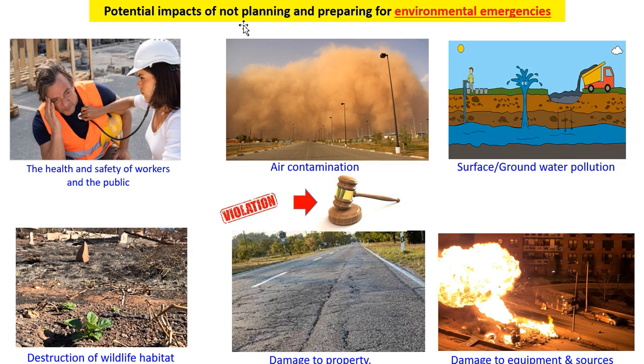Here you can see the potential impacts of not planning and preparing for environmental emergencies. At site, we have the health and safety of workers and the public, air contamination, surface or groundwater pollution, destruction of wildlife habitat, damage to property, and damage to equipment and resources. If we do not comply, we face a legal notice or legal fine because we are violating the rules of the specific government where we are working.